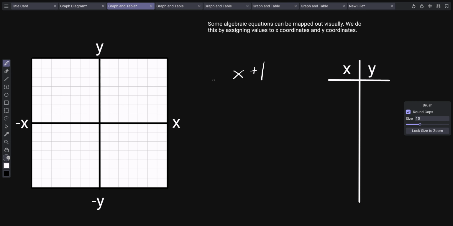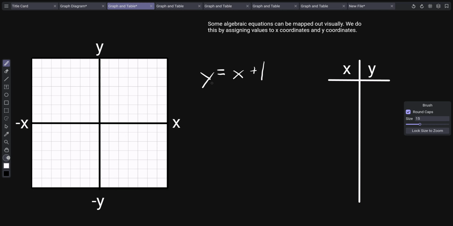And then we'll turn it into an equation, and on the left side we'll put y, and we'll put an equal sign to separate both of them. So we have the equation here, y equals x plus 1.